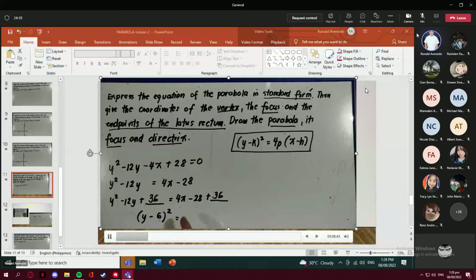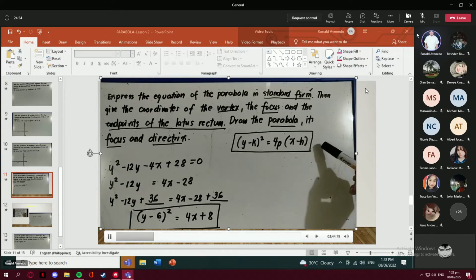Simplify the right side. So this is 4x, negative 28 plus 36 is positive 8. So this is now the equation in standard form. Familiarize first the step because we're not yet done with our solution. We are still on the standard form. Okay. For our guide, we need to write this, pattern this to our guide.